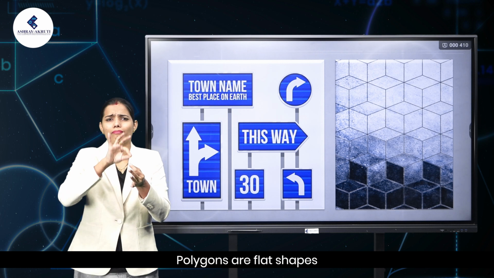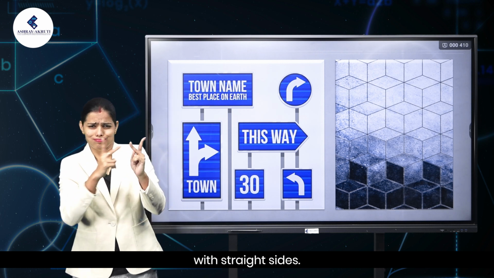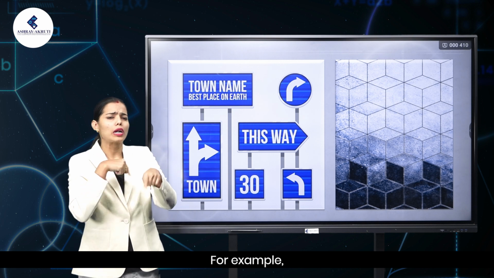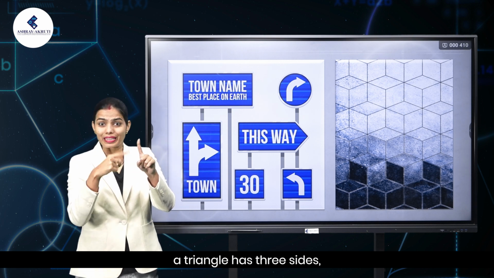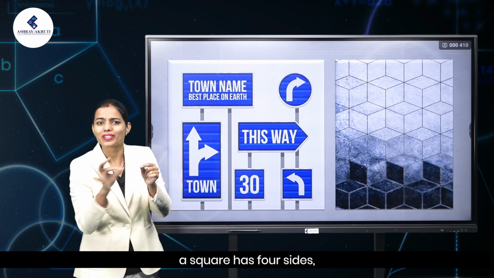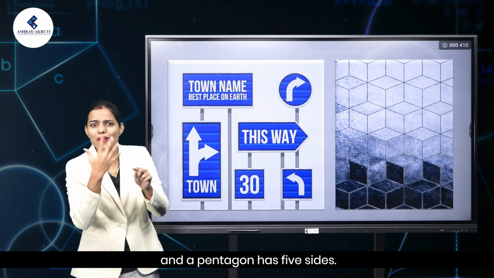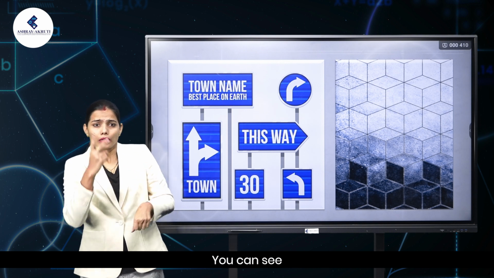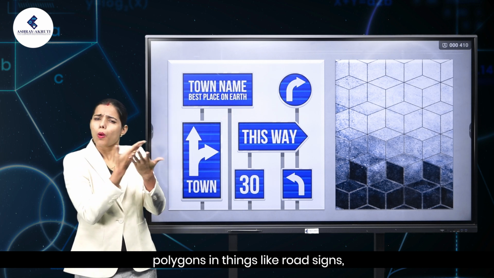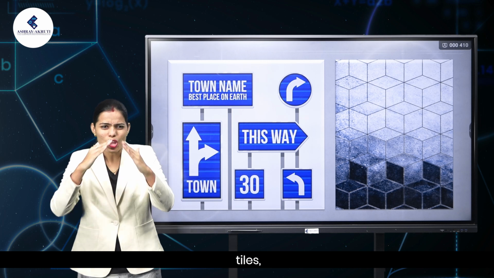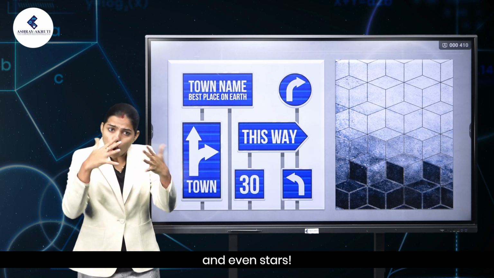Polygons are flat shapes with straight sides. For example, a triangle has 3 sides, a square has 4 sides, and a pentagon has 5 sides. You can see polygons in things like road signs, tiles, and even stars.